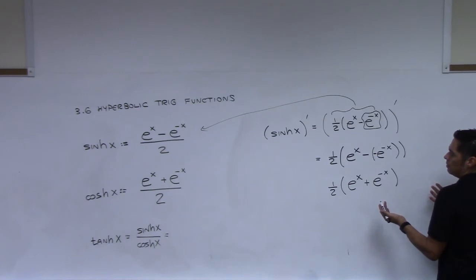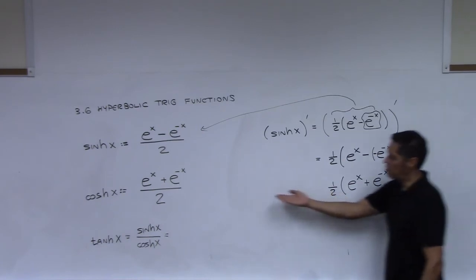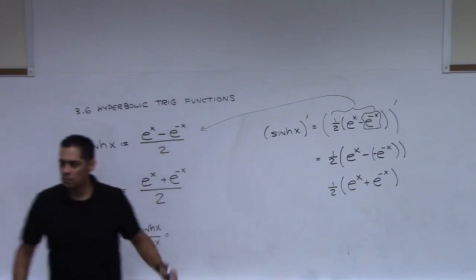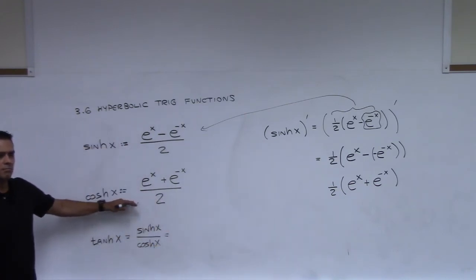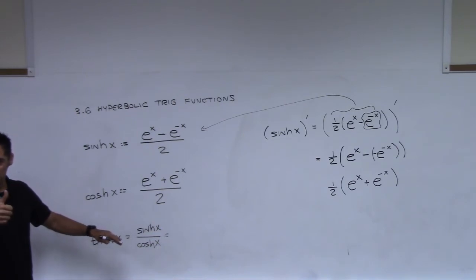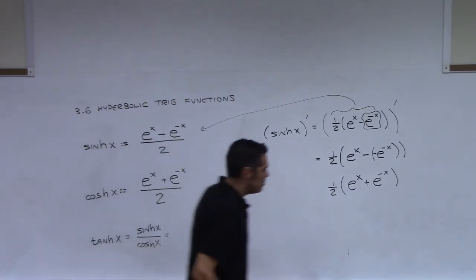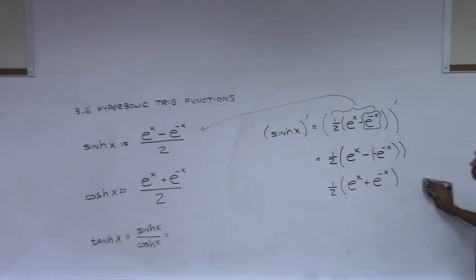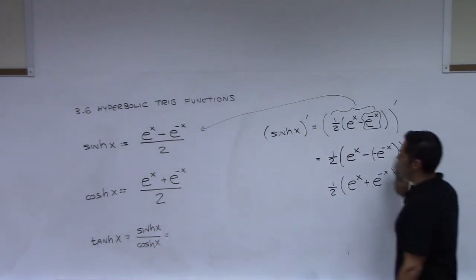And now this is 1/2 e to the x plus e to the negative x, and well, what? That's cosine. That's cosine hyperbolic, right? That's this. So far, it looks good, doesn't it? It looks like it's doing what sine and cosine did in pre-cal. All right, let's see when it stops doing that. How about we do the derivative of cosine hyperbolic?